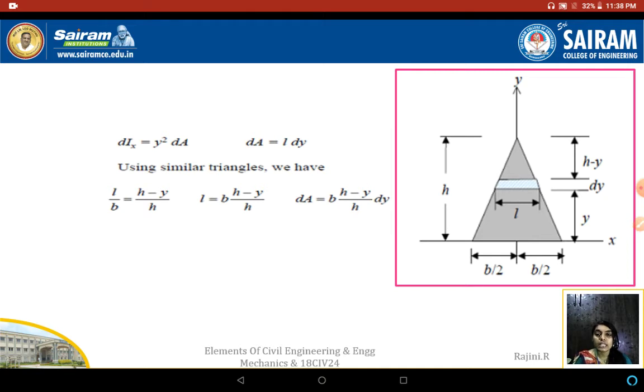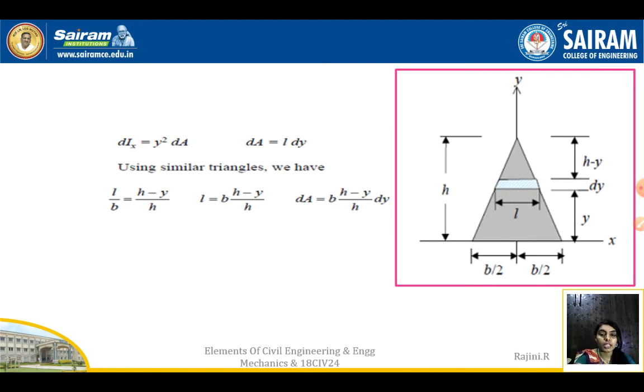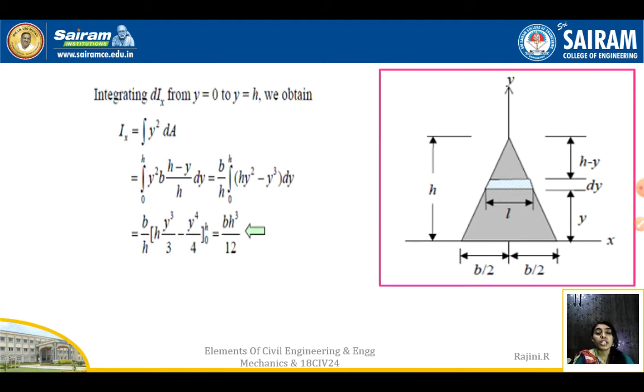Therefore dA is equal to, if you substitute this l value, dA is equal to b into h minus y divided by h into dy. Okay, so as I told, moment of inertia is a continuation of centroid. The answer which we got here, the dA, we need to integrate now.